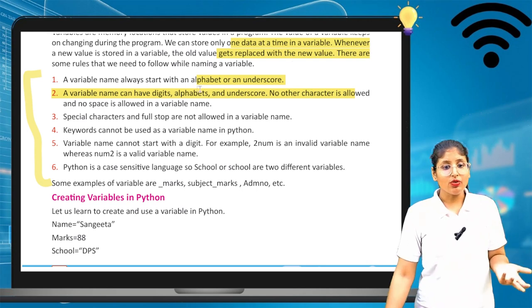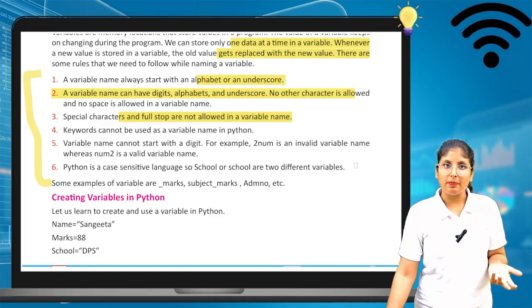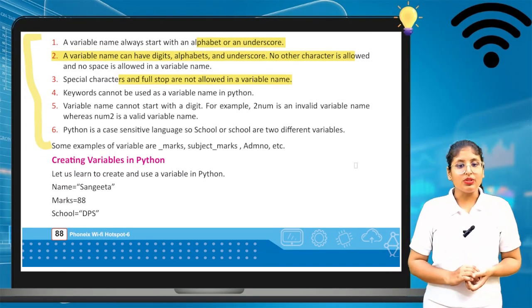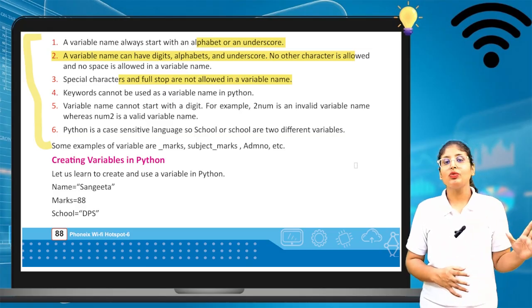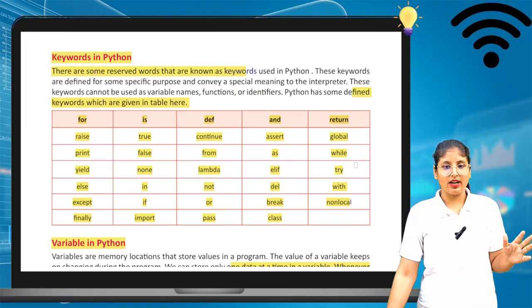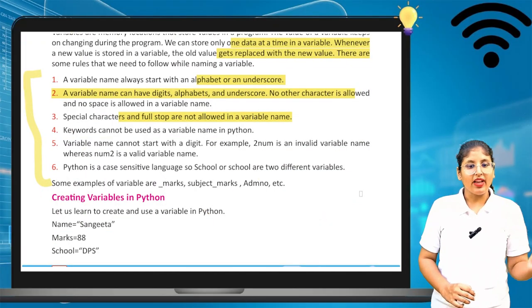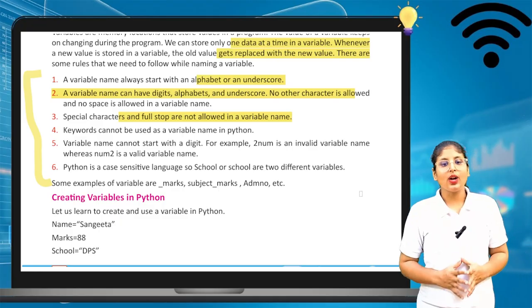So you cannot use full stop or some special characters while writing a variable name. Next, keywords cannot be used as variable names in Python. So we cannot use keywords, like these are the keywords that we discussed. Next is variable names cannot start with a digit.